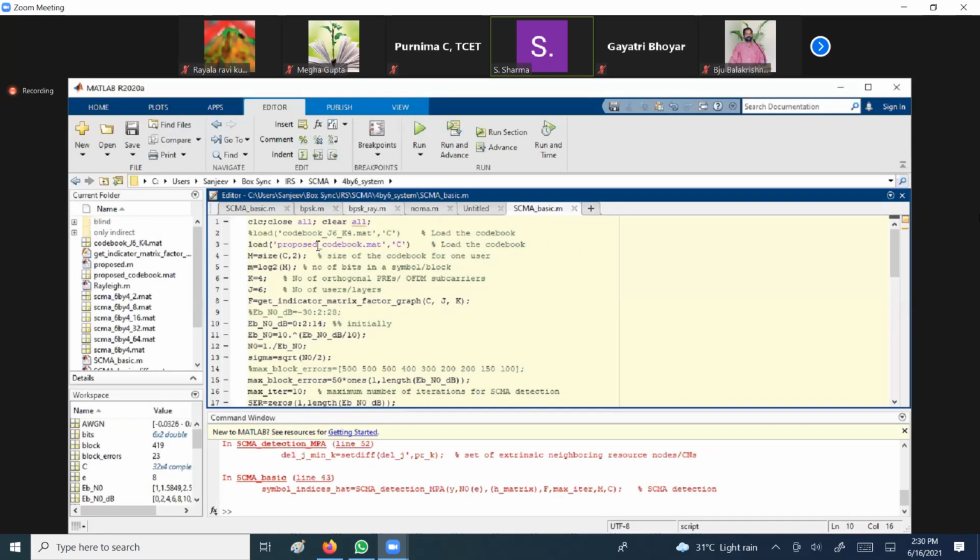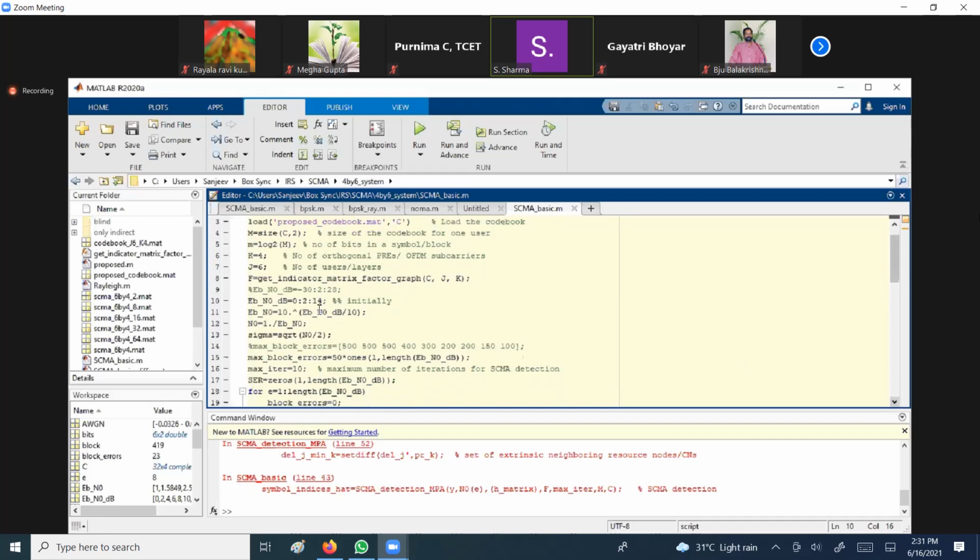So this is the idea. This load command loads the code books. As I already told you, all users' code books are pre-designed and they are assigned to each user. Then the code book is loaded, that is the modulation order. Then K is equal to 4 orthogonal resources and J is equal to 6 users, and that is the SNR.